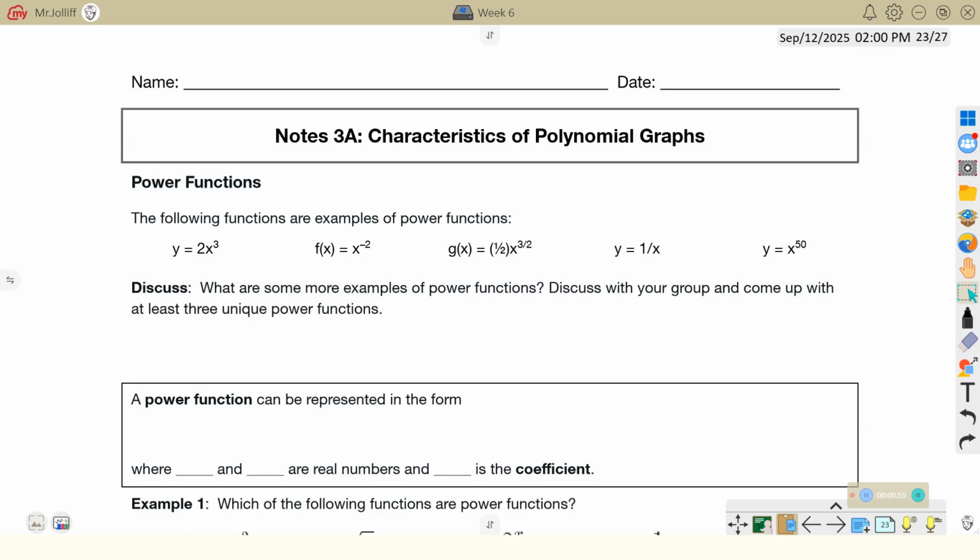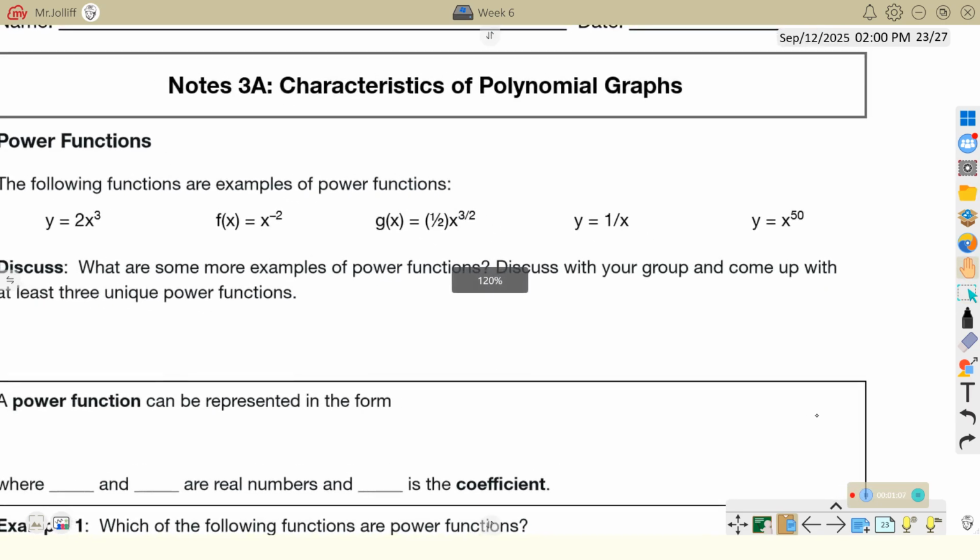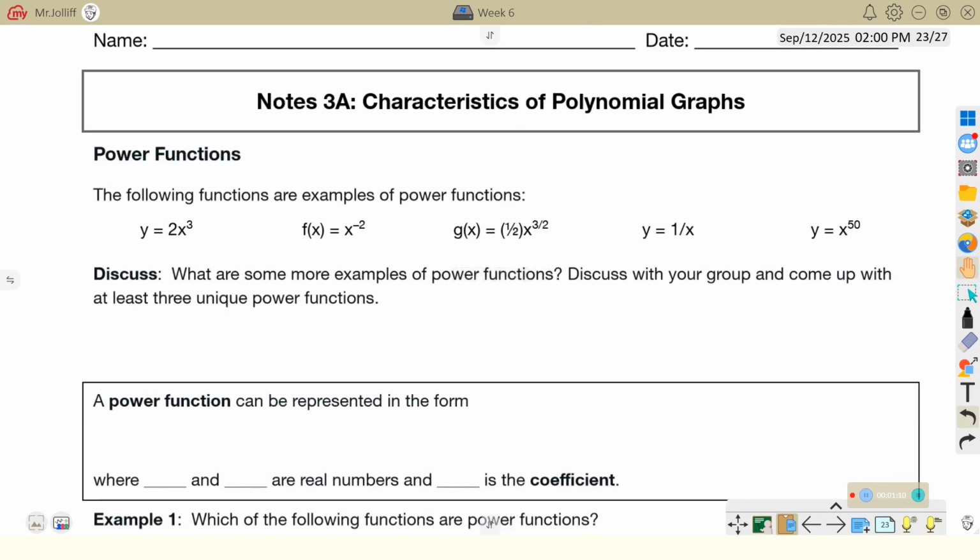So, to talk about polynomials, we have to understand power functions. And we have a bunch of examples of power functions. y equals 2x cubed. f of x equals x to the minus 2. g of x is 1/2 x to the 3/2. What I'd like you to do is, based on the pattern that you see in the examples, if you're in your small group, you can come up with a couple more. So I'm going to give you about 60 seconds. I want everyone to come up with their own example of what a power function would look like.